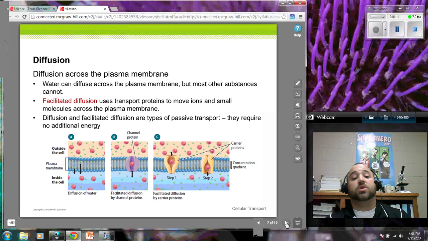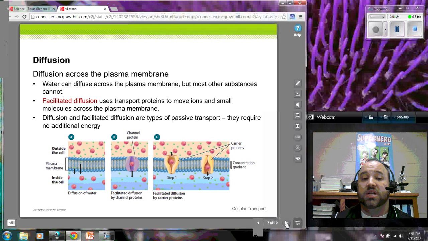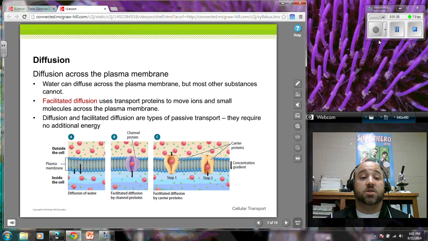In diffusion, we have the same things happening with the plasma membrane. Water can diffuse across the plasma membrane, but most other substances can't. When water diffuses across, that's simple diffusion, versus facilitated diffusion, which uses transport proteins to move ions and small molecules across the plasma membrane.